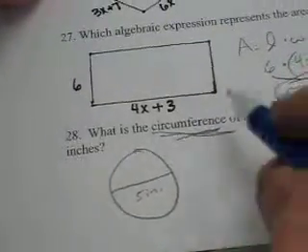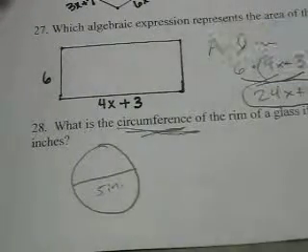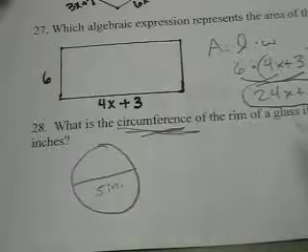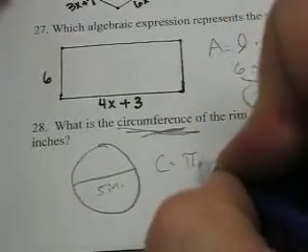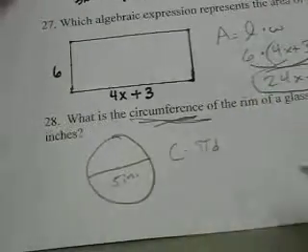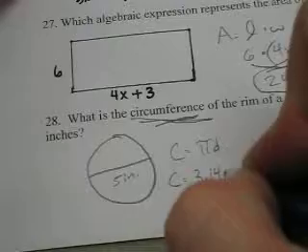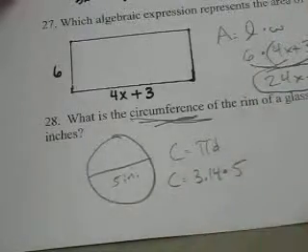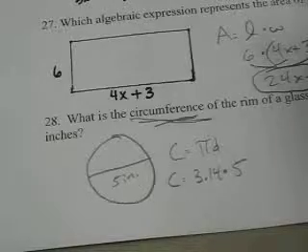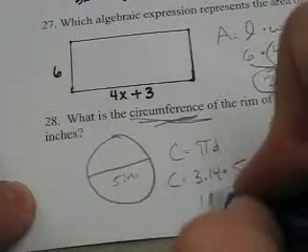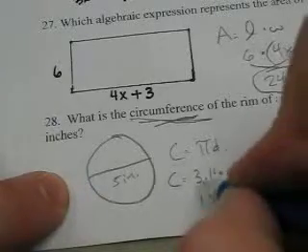We have a circumference formula. Actually, we have two circumference formulas. One involves diameter, one involves radius. In this case, it tells us the diameter, so I'm going to use circumference equals pi d, pi times the diameter. So our circumference is going to be 3.14 times 5. 3.14 times 5 is 15.7. Our units in this problem are inches, so 15.7 inches.